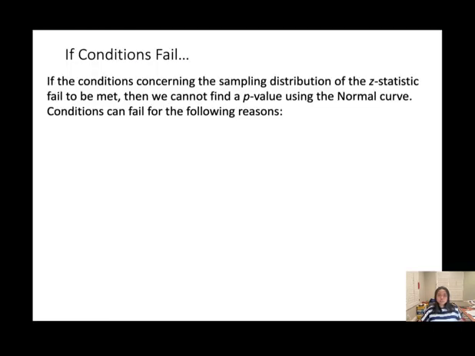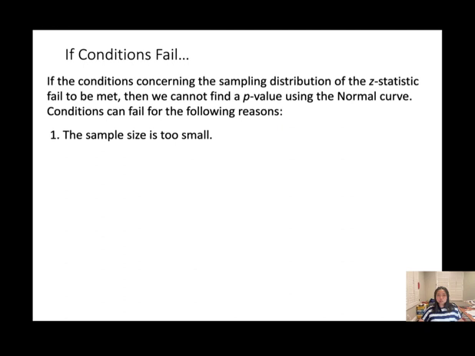If the conditions concerning the sampling distribution of the z statistic fail to be met, then we cannot find the p-value using the normal curve. Conditions can fail for the following reasons. Remember, in session 8.2, we have 4 conditions. We have to meet the 4 conditions in order to use the normal curve, then use the test statistic to find the p-value. But if the conditions fail to be met, then we cannot use the normal curve to find the p-value.